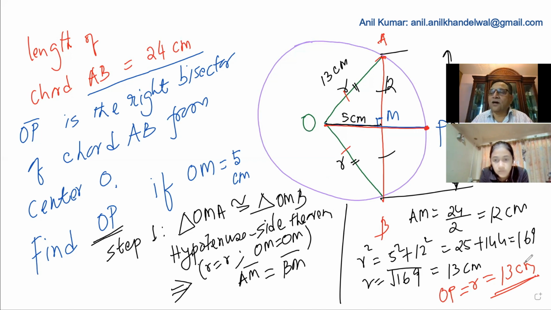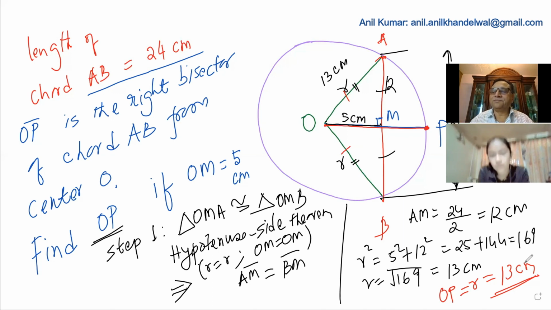So do you understand how we used the hypotenuse-side theorem to prove that the triangles are congruent and then solved questions related to chords within a circle? It is not an easy question. It is a difficult question. You get the idea? Do you see these kinds of drawings and can you solve such questions now easily? Okay. So that is where we will end our today's class.